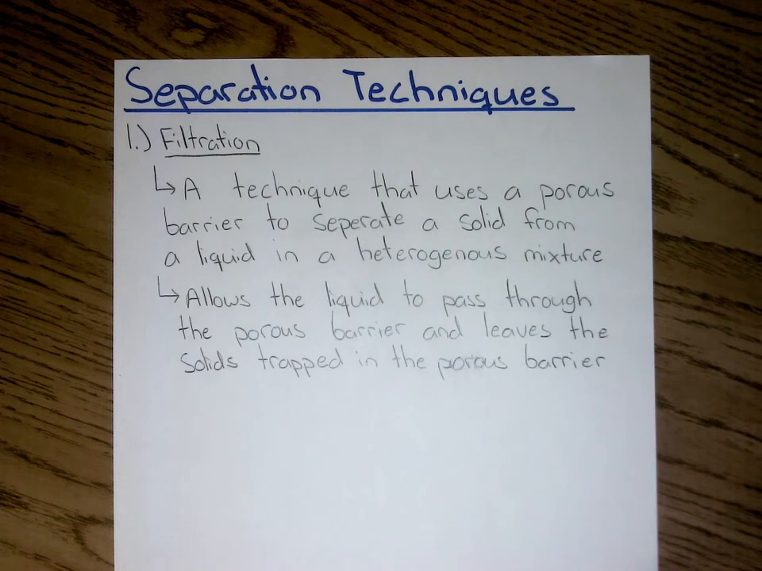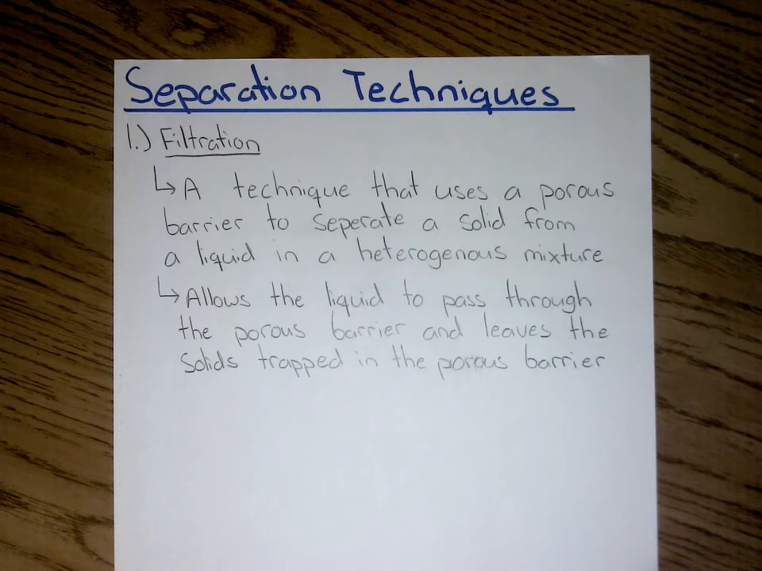Now, I'm not going to write this down, but a great use of filtration would be that of separating out a sand and water mixture. Again, the water would be allowed to go through that porous barrier, and the sand would be left on top. Typically, we would use a simple substance called a filter paper to accomplish that filtration.